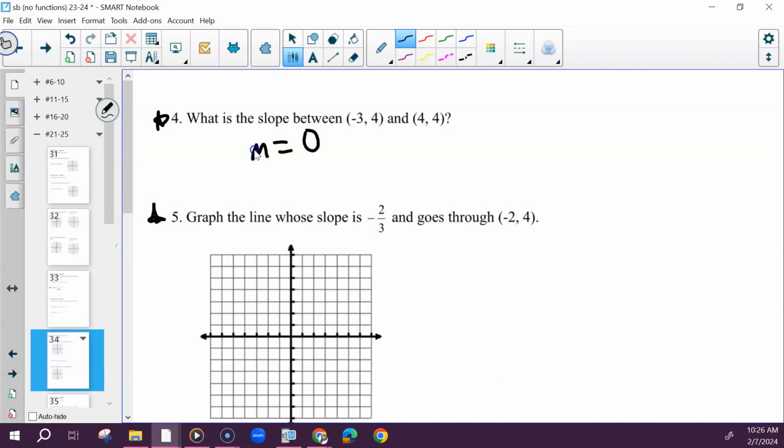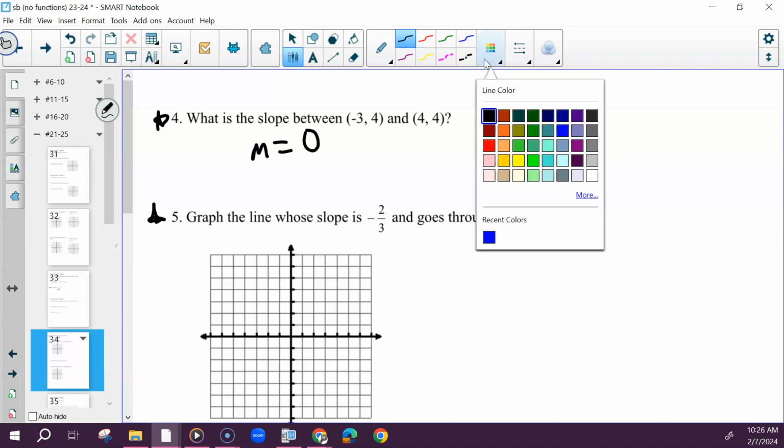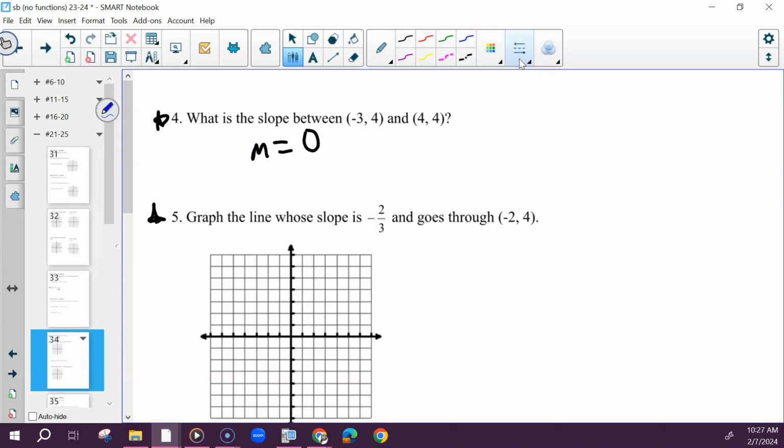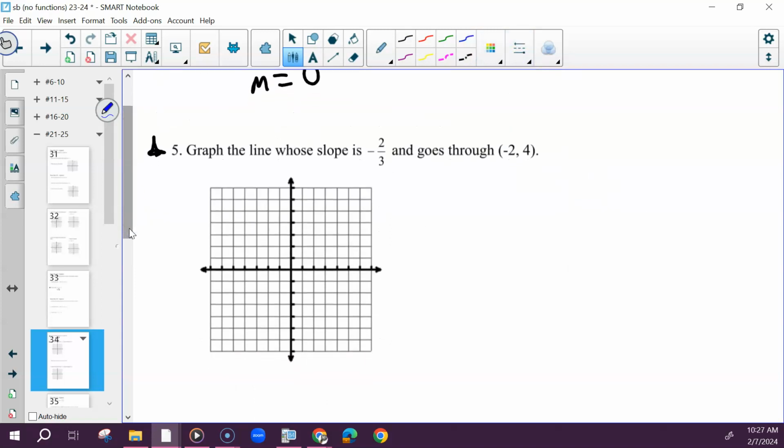Number 5, let's see, you don't need Desmos, but I will show you how you can do it in Desmos, also to check yourself. So this one we could just start at -2,4. Use our slope of -2/3, so go up 2 to the left 3, and down 2 to the right 3, as many times as possible. And your line should look something like that. It doesn't matter if the y-intercept is a decimal or a fraction. It's not asking for that. You just have to graph the line.